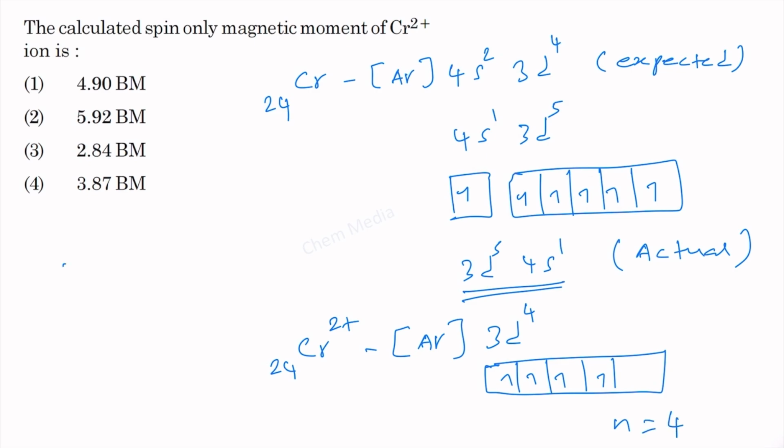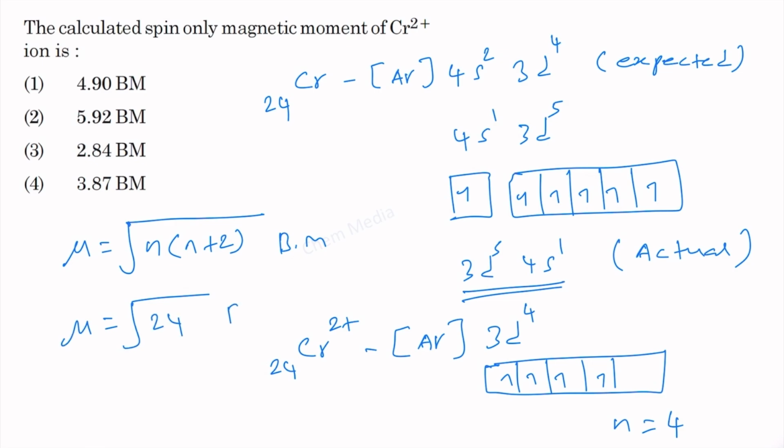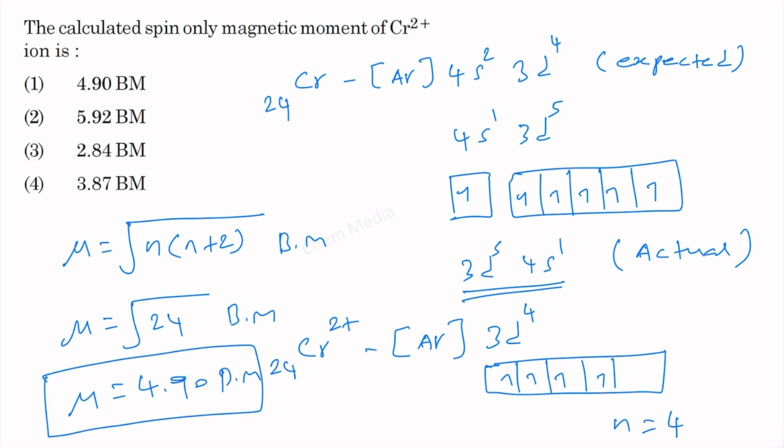We know that the formula to calculate spin-only magnetic moment mu is equal to square root of n times n plus 2 Bohr magneton, where n is the number of unpaired electrons. Therefore, 4 plus 2 is 6, 6 times 4 is 24. Therefore, mu is square root of 24 Bohr magneton. Square root of 24 should be slightly less than 5, and therefore 4.90 Bohr magneton. This means that option 1 is correct.